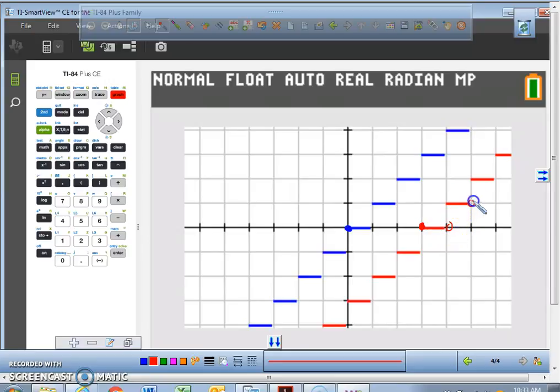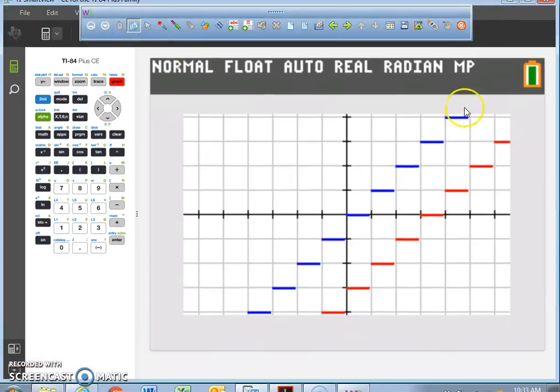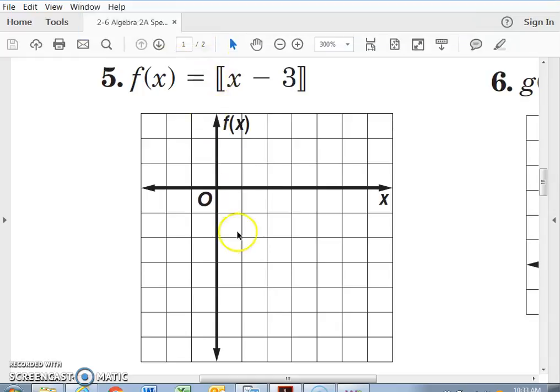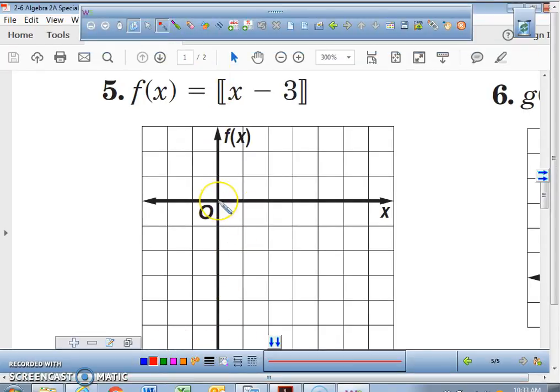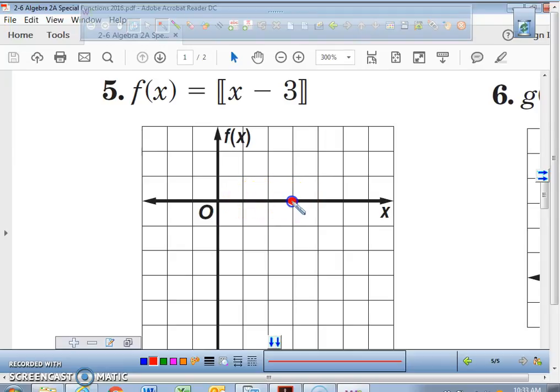So for number 5, what I would like you to do is graph this exactly as it appears. Use the graphing calculator, graph it exactly as it appears. From here, we started here normally, right? We're going to go over 1, 2, 3. You're going to put a point right here. And then you're going to put an open circle. Then you're going to go up one and over one. You're going to put a point. You're going to put an open circle. And up one and over one, you're going to put a point. I'll try not to sound redundant, but just finish the pattern. Very easy.